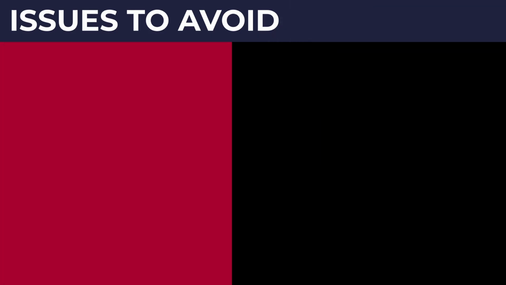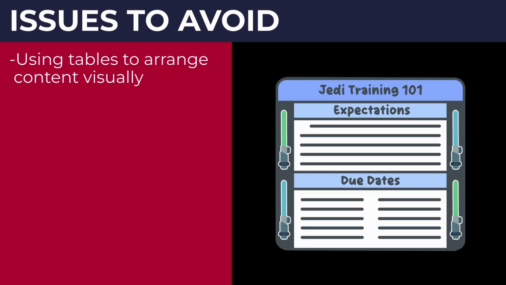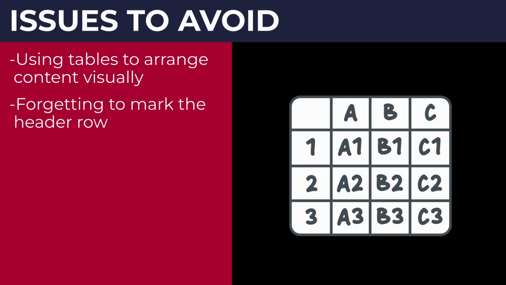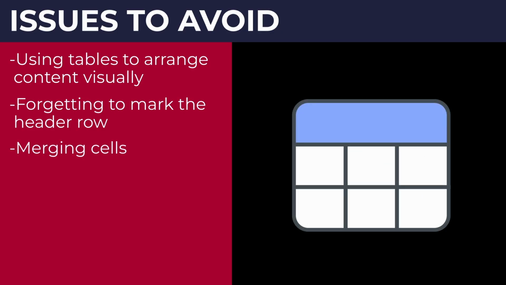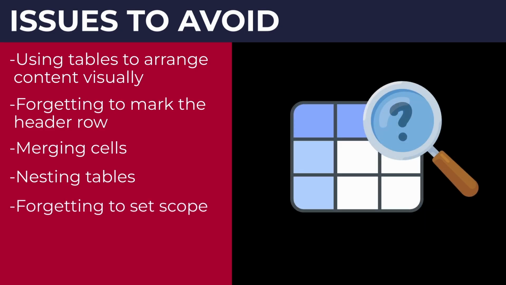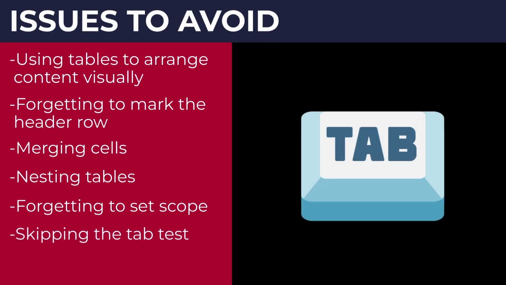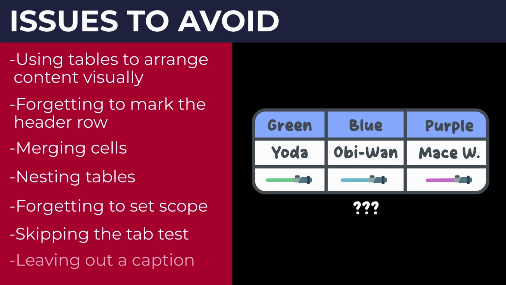All right, let's recap some common issues to avoid. Using tables to format or arrange content visually, forgetting to mark the header row, merging cells in the top row or elsewhere throughout the table, nesting tables inside of other tables, forgetting to set the header scope for more complex tables with both row and column labels, skipping the tab test, and most importantly, leaving out a caption to explain the table's purpose. Even one of these can make your table inaccessible to students who rely on assistive technology.